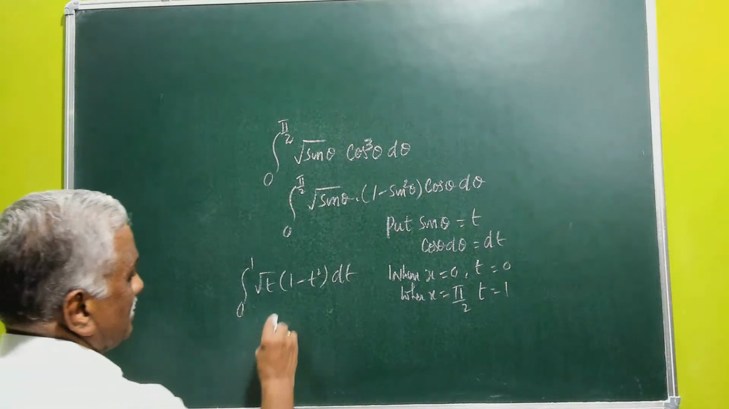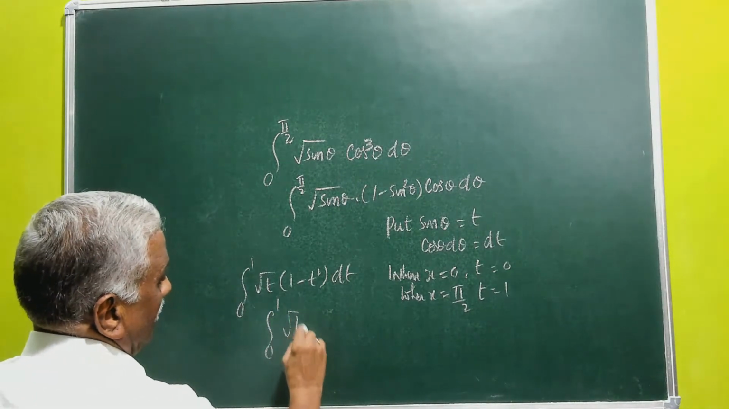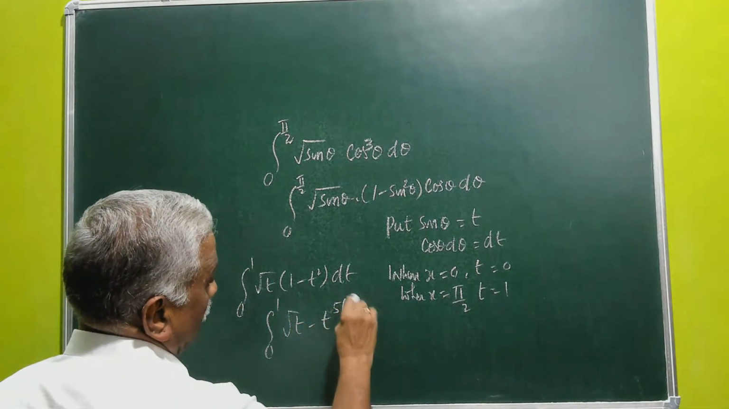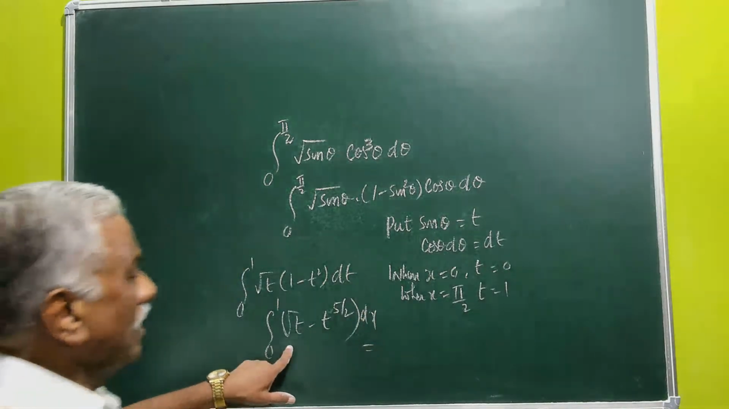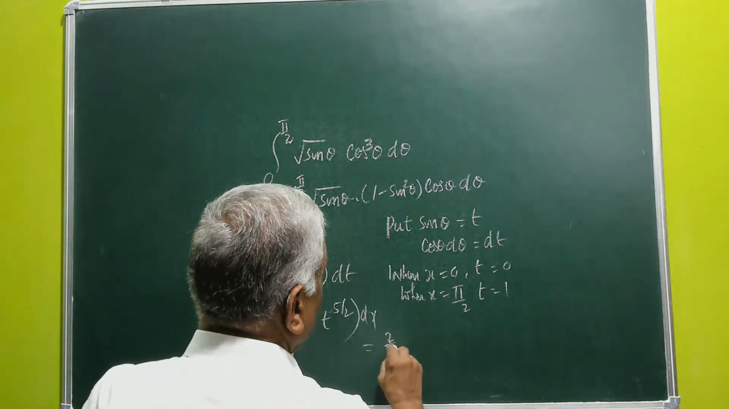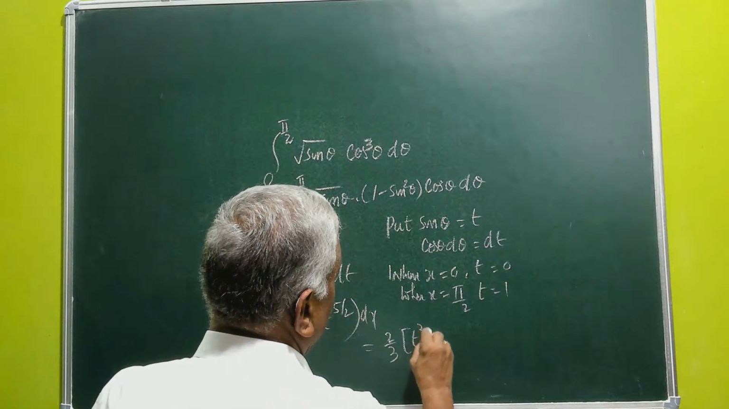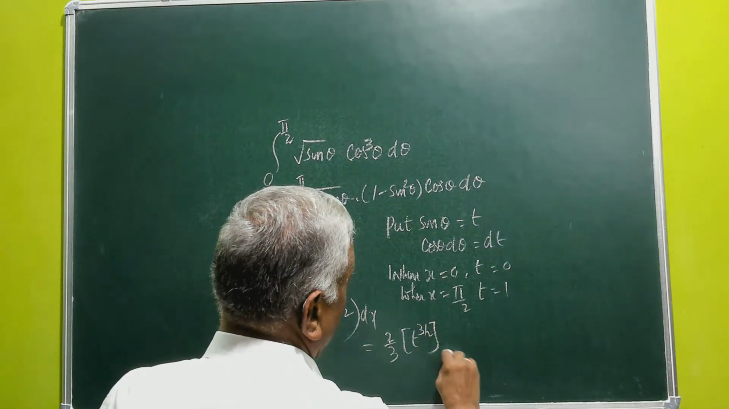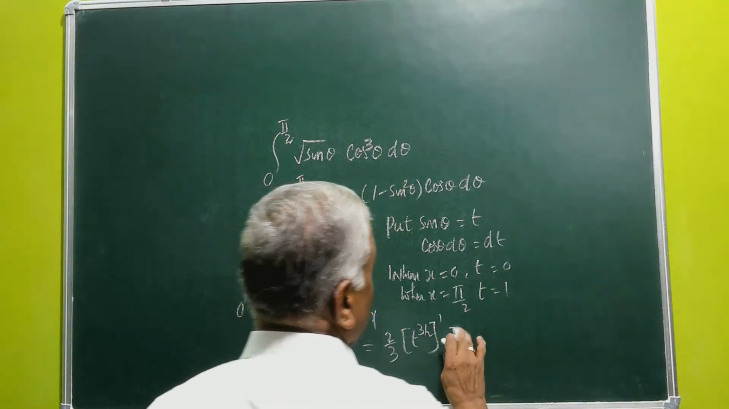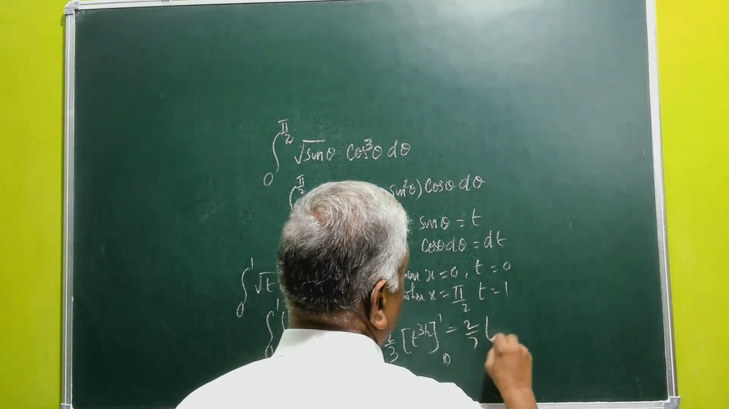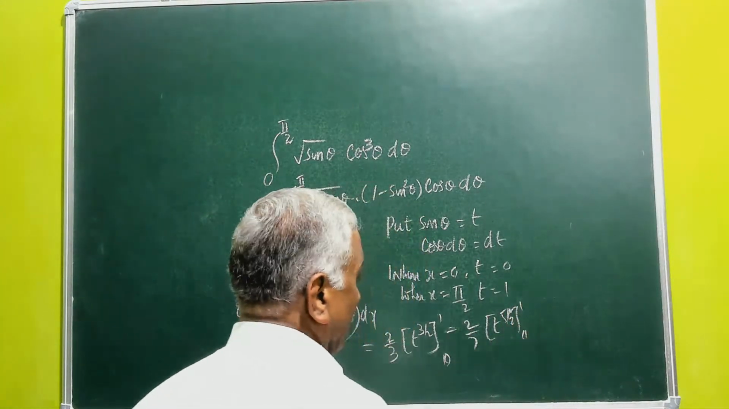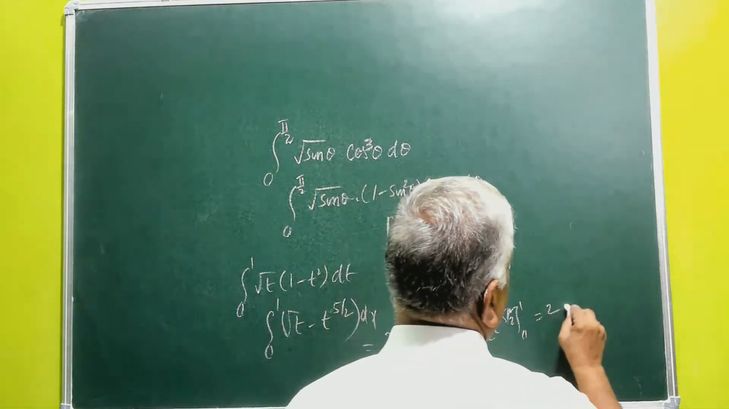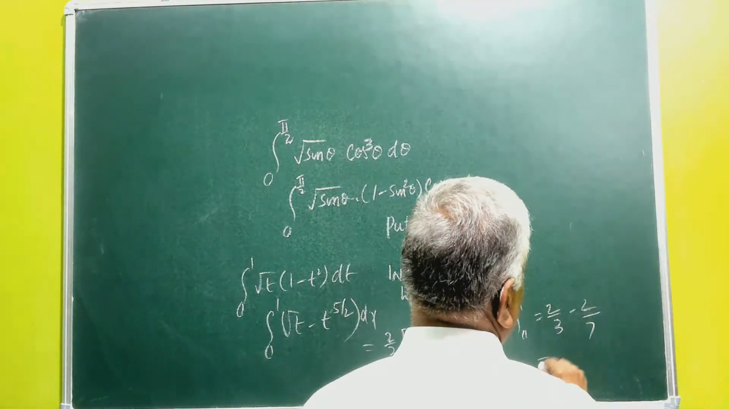So simplify this. Root t minus t to the power of 5 by 2. Half plus 1 is 3 by 2, so it is 2 by 3 t to the power of 3 by 2, and 5 by 2 plus 1 is 7 by 2, so 2 by 7 t to the power of 7 by 2, from 0 to 1. All this you can avoid writing. You can remember this as nothing but 2 by 3 minus 2 by 7.